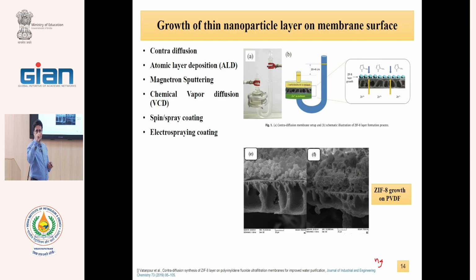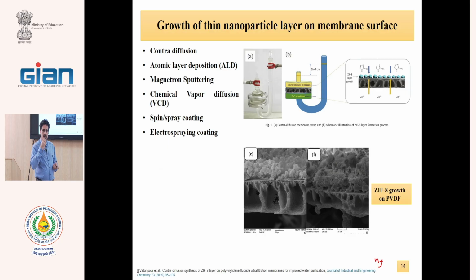The active layer of the membrane is the top. When nanoparticles migrate to the top layer, it is better for us because we added the nanoparticles for improving flux, hydrophilicity, and charge, and when located on the top surface, it is better.